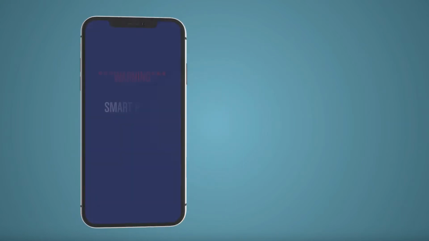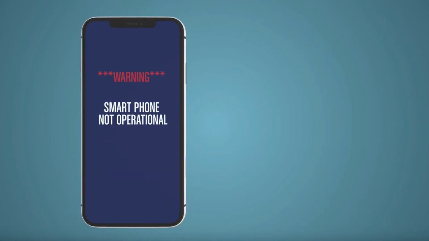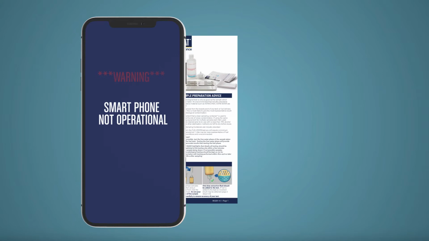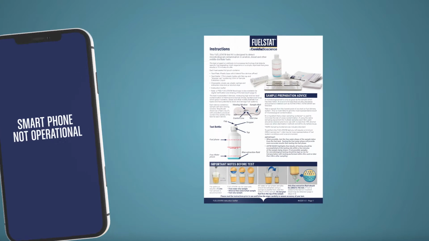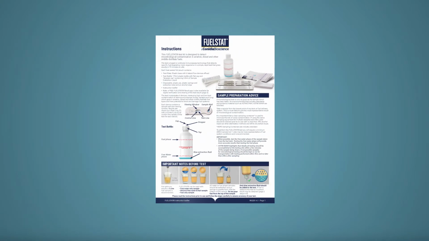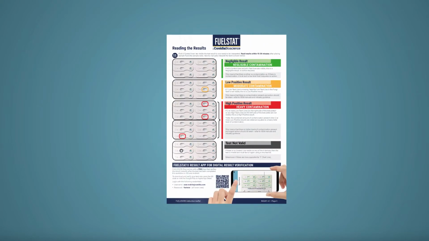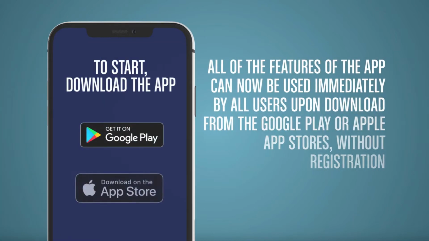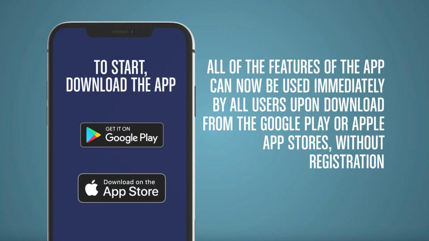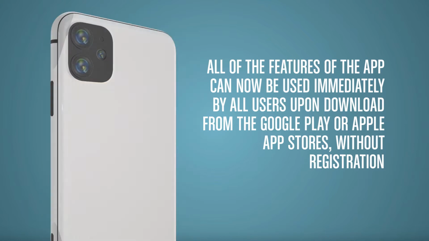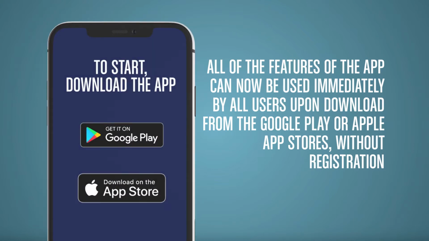If for any reason you have a non-functioning smartphone, continue to manually read the test kit. Full printed instructions on completing the test and interpreting the test result are included in every test pack, and in multiple languages from the Canidia.com website. All of the features of the app can now be used immediately by all users upon download from the Google Play or Apple App Stores, without registration.